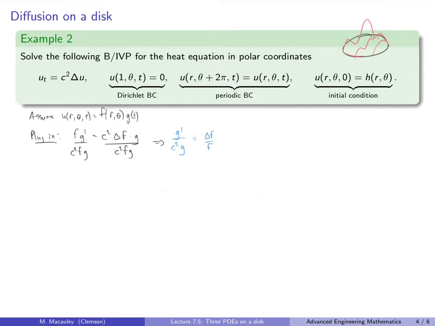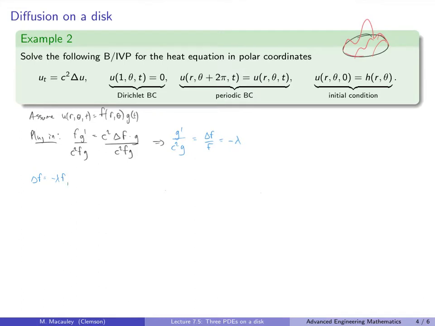So this on the left is a function of time, not of position. It's equal to this function of position, not of time. So it must be constant, and it's equal to negative lambda. Okay, so we get two ODEs. Or we get a PDE and an ODE. First, the PDE is Laplacian of f equals negative lambda f. That's the Helmholtz equation.